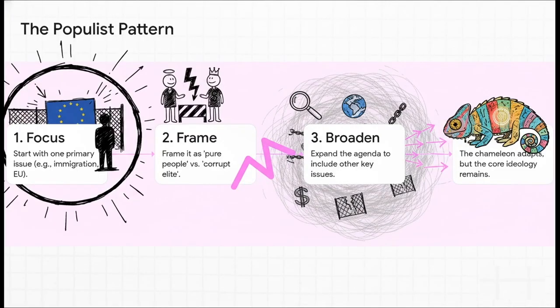So let's just step back and put all the pieces together. You can see a really clear pattern emerge, right? A populist movement grabs onto one big issue, let's say it's the EU. It then frames that issue as an epic battle between the good, pure people and a corrupt, distant elite. And once it gets a foothold, it starts broadening its attack to include those other battlegrounds. The chameleon might change its color, but that thin, core ideology of us versus them is always, always there.